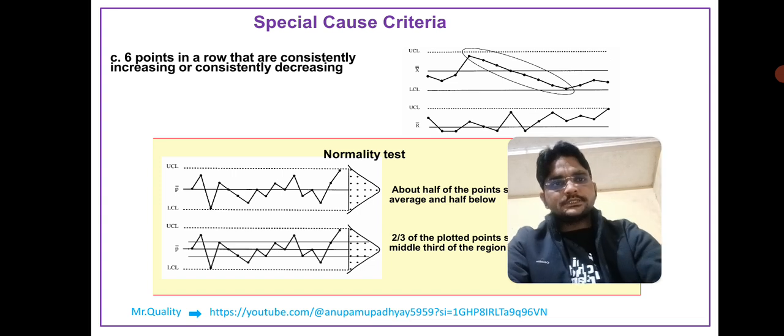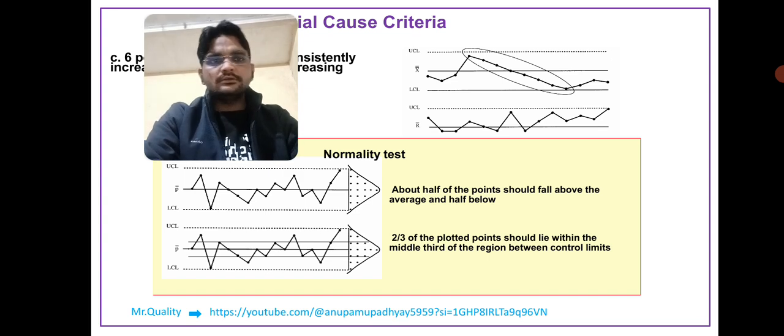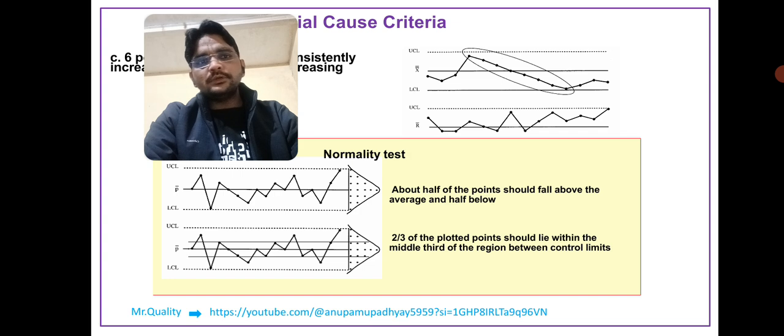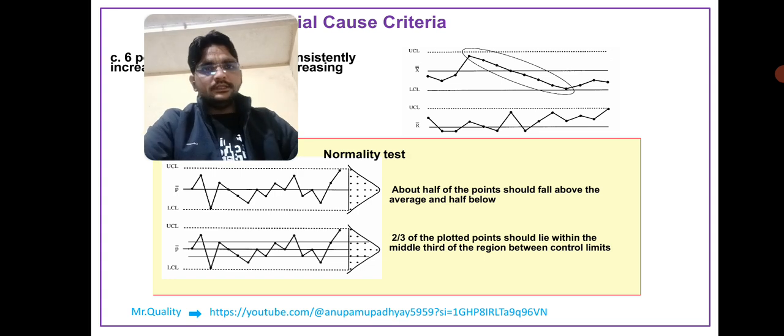Normality test. About half of the points should fall above the average and half below. Half should be above and half of the points should be below. That is the normality test. Second, 2/3 of the plotted points should lie within the middle third of the region between the control limits. Okay, these 2 points are the normality test.